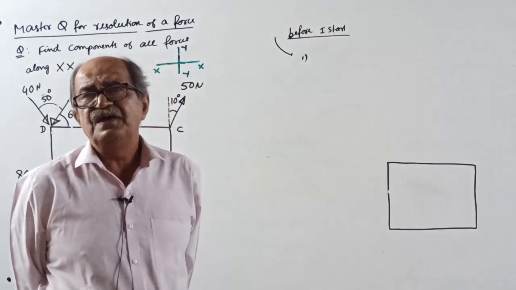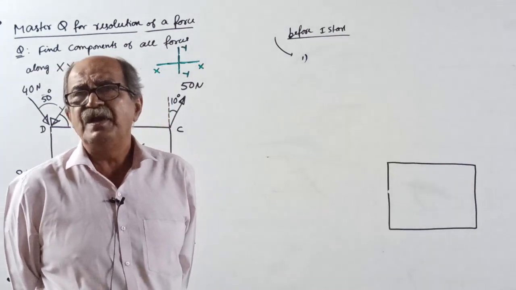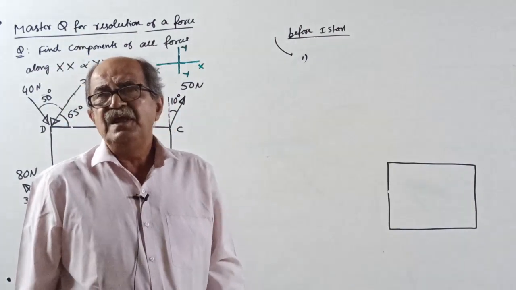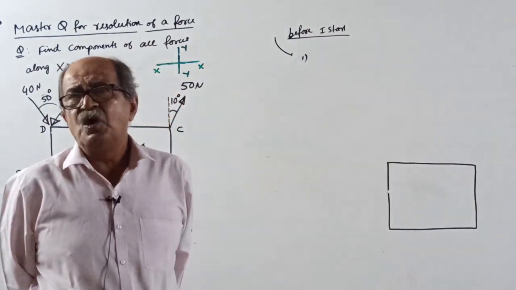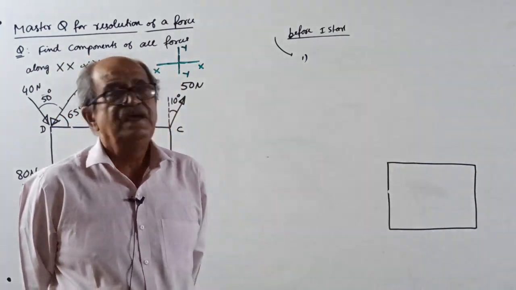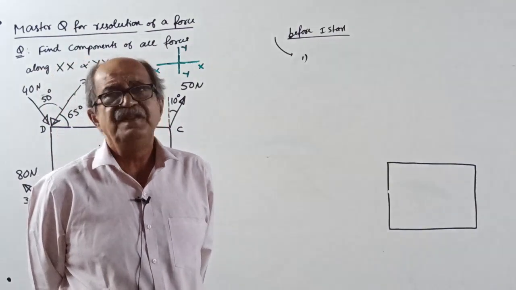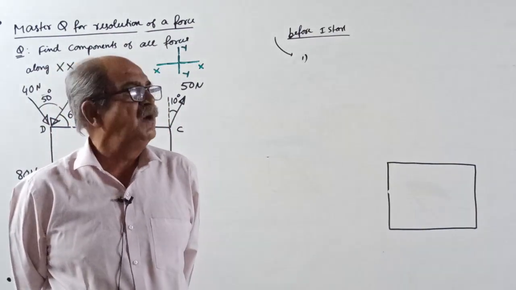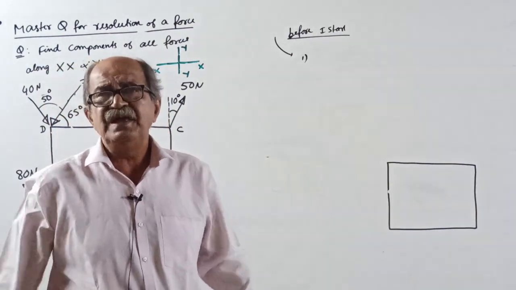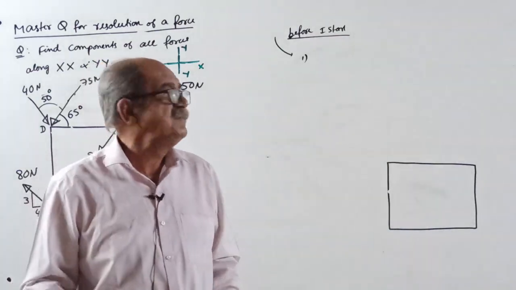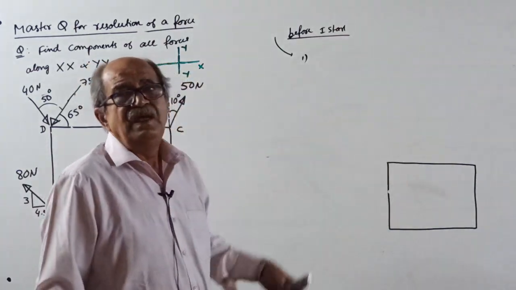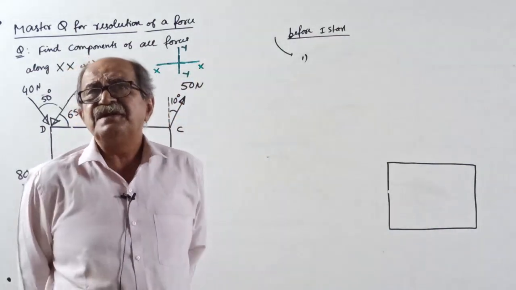Actually, you can consider the angle with the x-axis or the y-axis, anything. But if you consider it with the x-axis, the x component is cos and the y component is sin. If you consider it with the y-axis, the y component is cos and the x component is sin. This I told last time. But then I told you, in future, in my class, I will stick to one concept. I will tell you to consider the angle with the nearest x-axis.